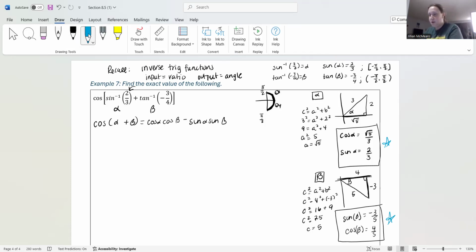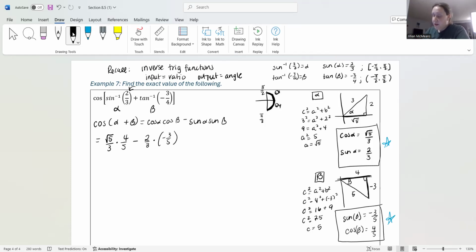Oops, I need to scoot this. Alrighty, so let's get to it. So we know that cosine of alpha is root 5 over 3, and then cosine of beta is 4 over 5. We need to subtract sine of alpha, which is 2/3, times sine of beta, which is -3/5.